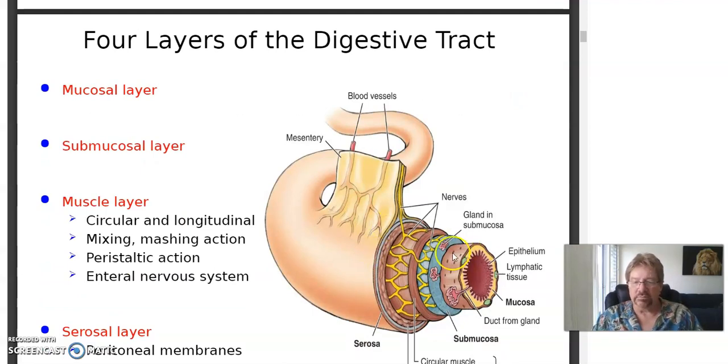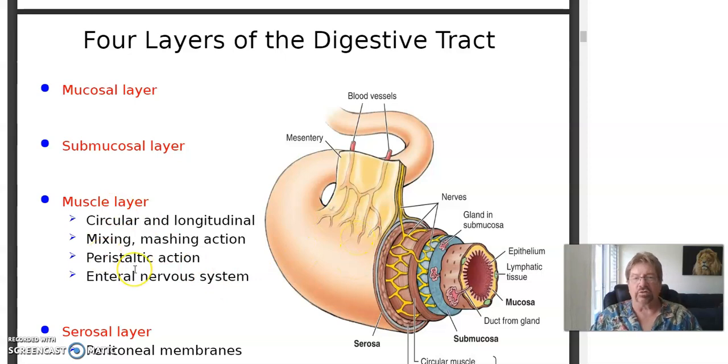Mucosal layer, submucosal, muscular layer, and serous layer. Remember that any opening or tube in the body or organ that communicates with the outside environment, guys, is lined with mucosal epithelium or mucous membrane. And the digestive system is no exception to that. So we have mucosal, submucosal, muscular layer, and an outer serosal membrane, peritoneal.